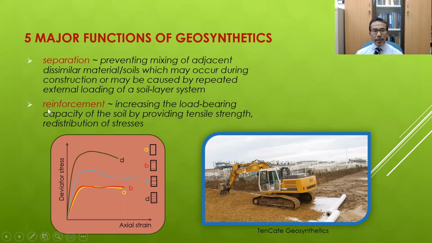The second function is what we call reinforcement. By reinforcement, it means that geosynthetic material is able to increase the bearing capacity of soil by providing tensile strength as well as by redistributing the stresses. Again, if we refer to this photo, we can see that this heavy machine can work on top of these geosynthetic sheets and coarse material without sinking, because these geosynthetic sheets are providing tensile strength to the soil as well as redistributing the stresses.